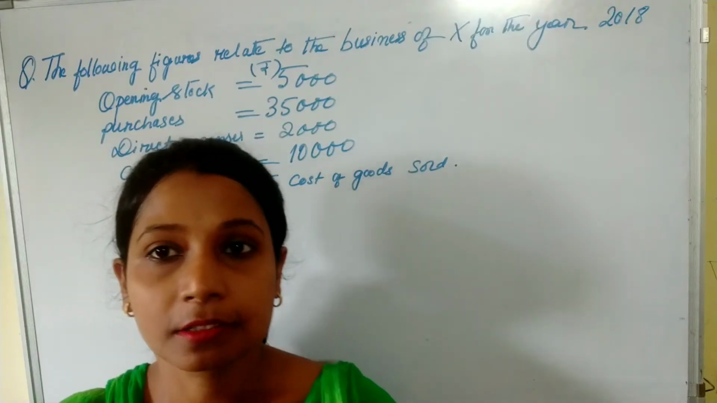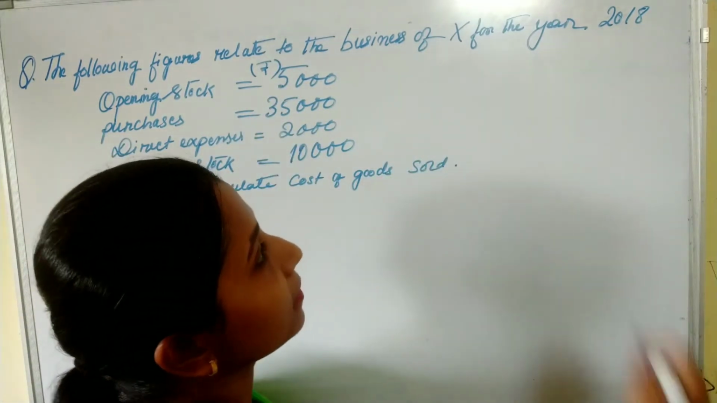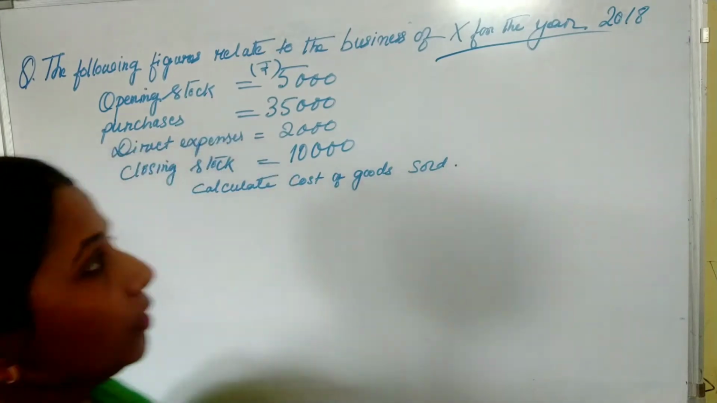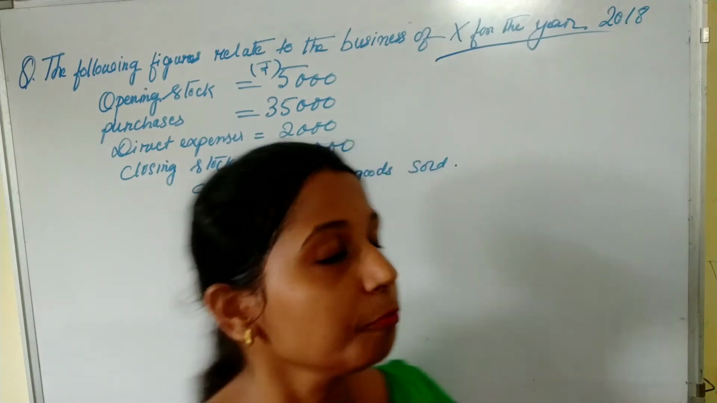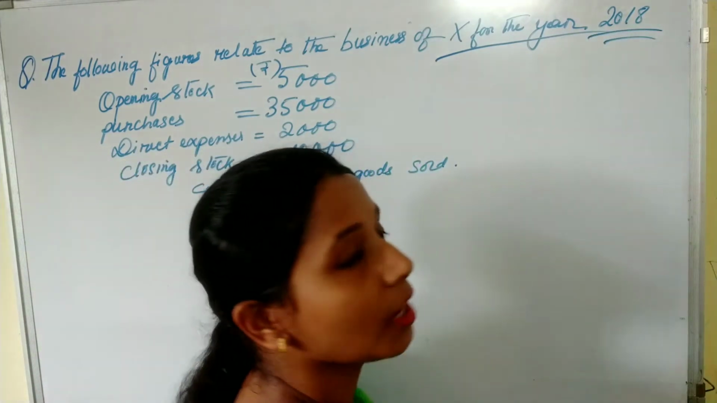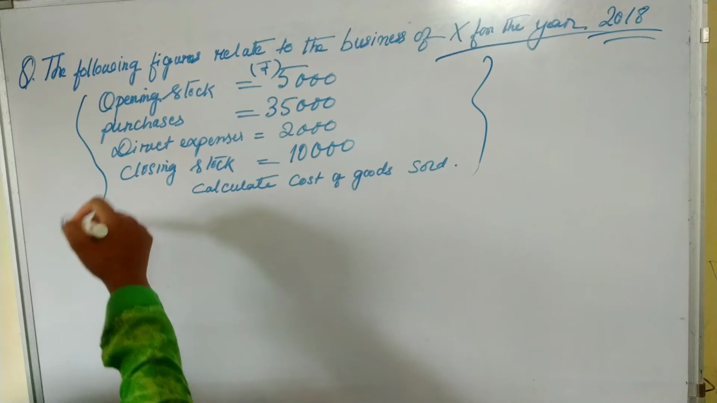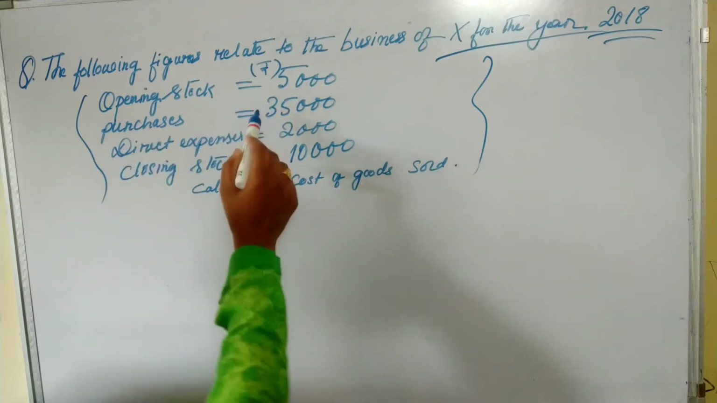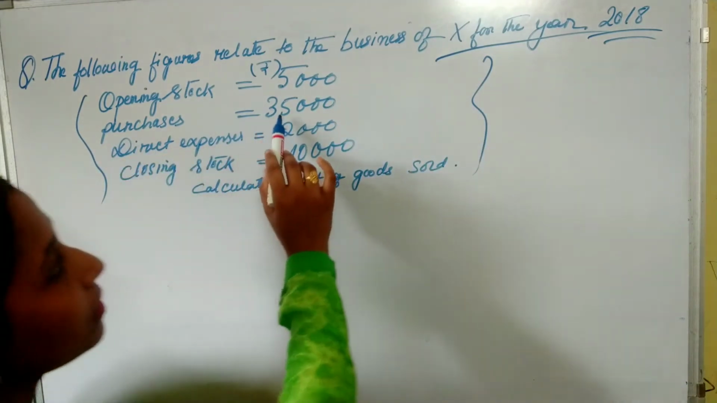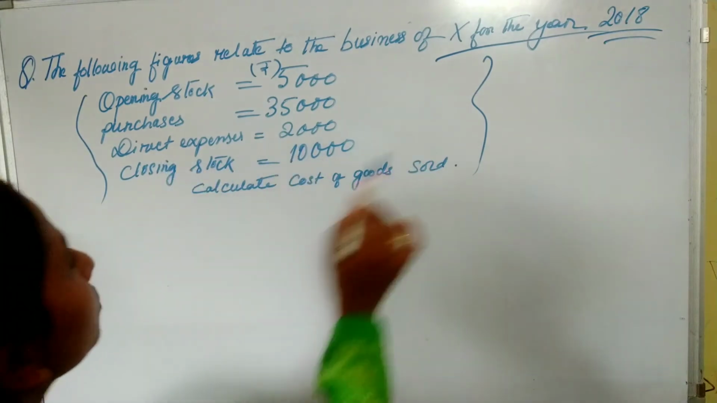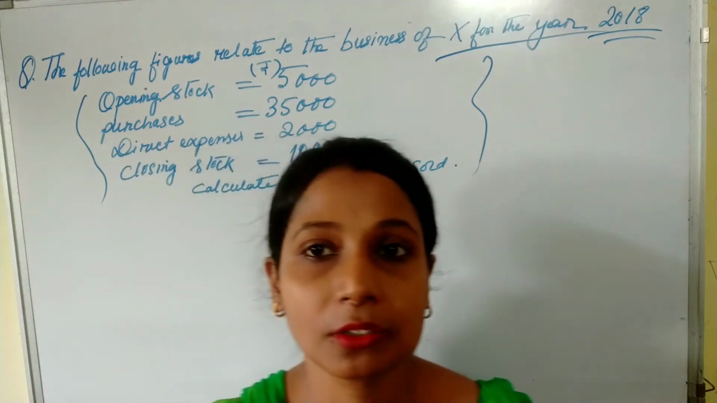We will solve another sum. Here is our question. The following figures relate to the business of Mr. X for the year 2018. Opening stock is 5,000, purchases 35,000, direct expenses 2,000, closing stock 10,000. Calculate cost of goods sold.